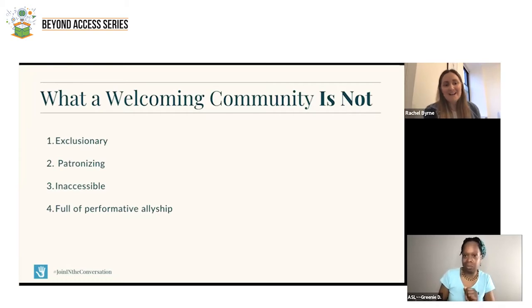The other piece we want to think about is that any community or environment that is inaccessible, be it physically or attitudinally, is not welcoming to all. False allyship is also something we need to talk about today, because it does not come from a genuine place and it isn't indicative of a welcoming community. So what do we mean by false allyship? Sometimes people will claim to be allies of the disability community and then not show that with their actions. Or they may do one thing while their actions show something very, very different.